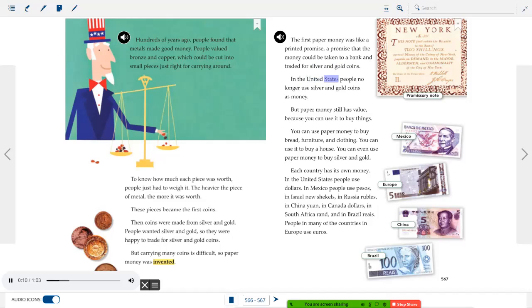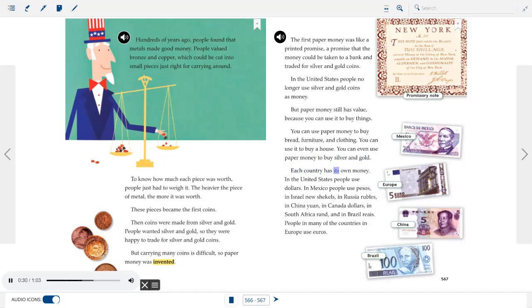In the United States, people no longer use silver and gold coins as money. But paper money still has value because you can use it to buy things. You can use paper money to buy bread, furniture, and clothing. You can use it to buy a house. You can even use paper money to buy silver and gold.